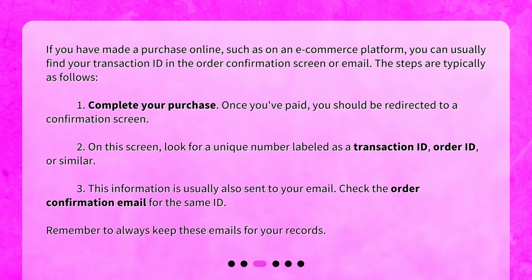1. Complete your purchase. Once you've paid, you should be redirected to a confirmation screen. 2. On this screen, look for a unique number labeled as a transaction ID, order ID, or similar. 3. This information is usually also sent to your email. Check the order confirmation email for the same ID. Remember to always keep these emails for your records.